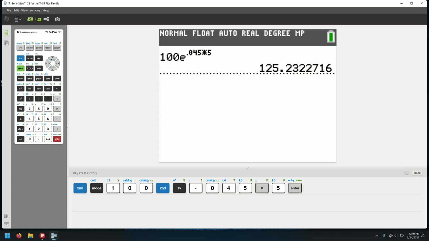125.2. I just rounded it to one decimal place, but again, it depends on the instructions. When you are working on the ALEKS homework, it may ask you for 3 decimal places, 4 decimal places. It varies.